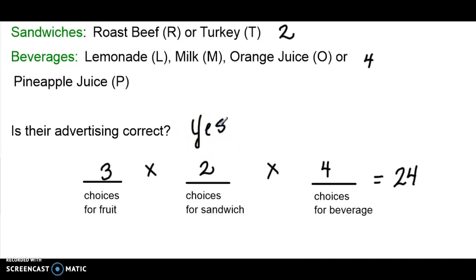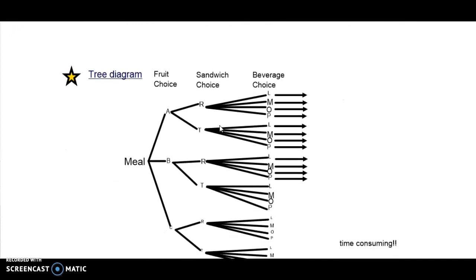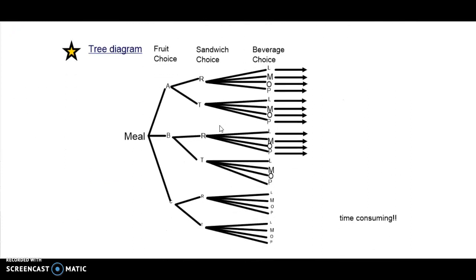So we can also look at this example using a tree diagram. And we can see in this tree diagram, however, when we get into more possibilities, the tree diagram can get a little more complicated and cumbersome, and it will be more time consuming to do so. So we are going to encourage everybody to try those examples using the fundamental counting principle.